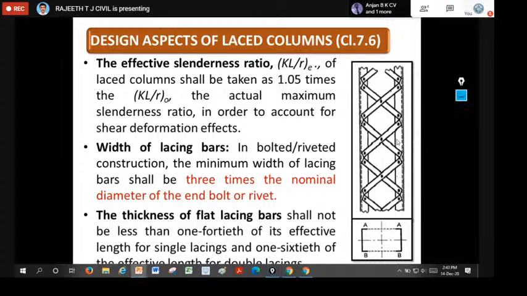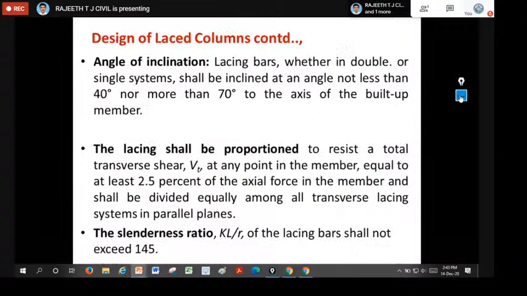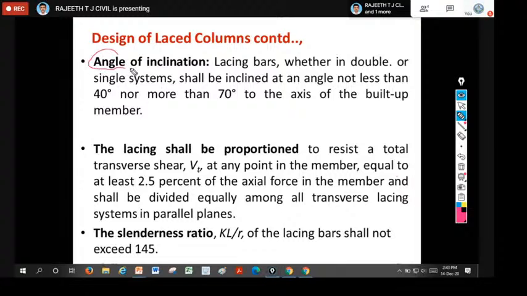Then some other information. The next important information is the angle of inclination we can give for lacing bars. What is the angle of inclination we can provide? The value must be not less than 40 degrees, and at the same time it should not be greater than 70 degrees. So whatever value you choose for the lacing bar inclination must be between 40 and 70 degrees. This is another important piece of information with respect to laced columns.